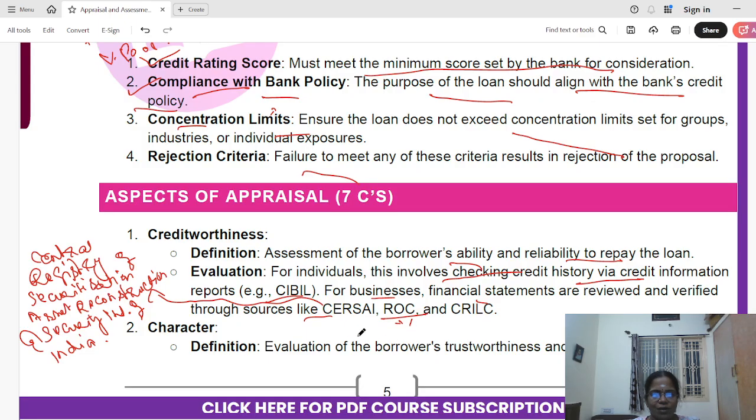Then they have to think about the ROC, return on capital. They have to consider how much capital they have invested and what the return on capital is. That defines the creditworthiness of the borrowers. Then another one, CRELIC.